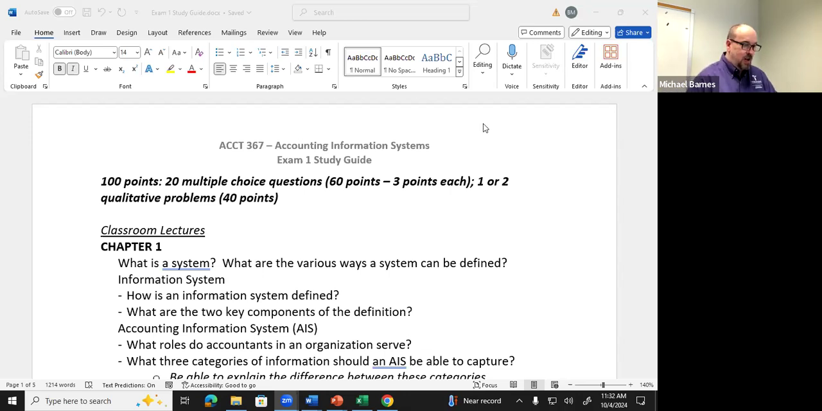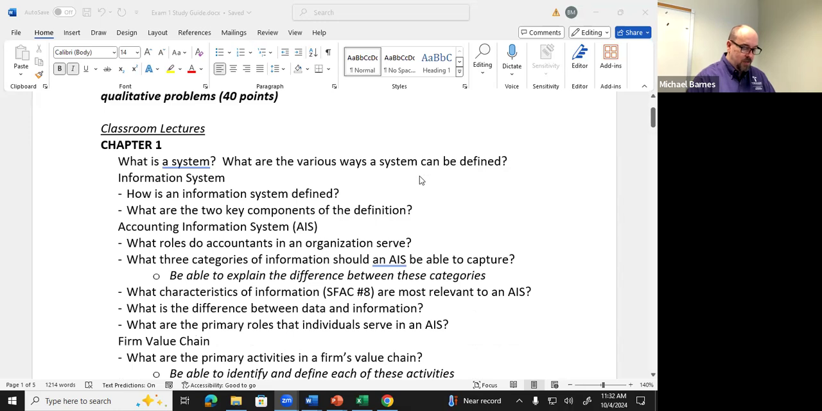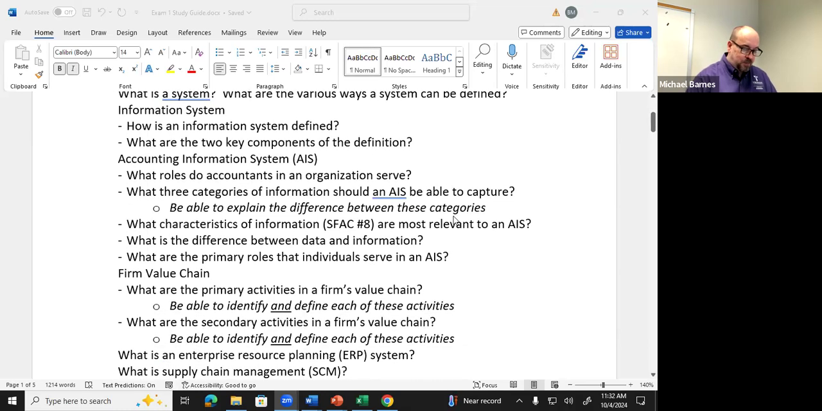All right, so starting with chapter 1, one of the things in chapter 1 talks about what are the 2 key components of the definition of an information system. That was one of the very first things we talked about. So we have to have things that come in and things that go out. So input and output, those are 2 key components. Next, what 3 categories of information should an AIS be able to capture?